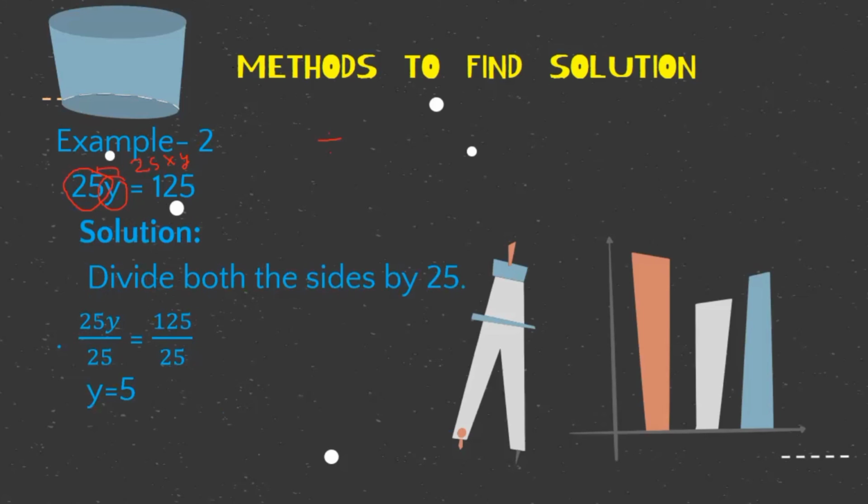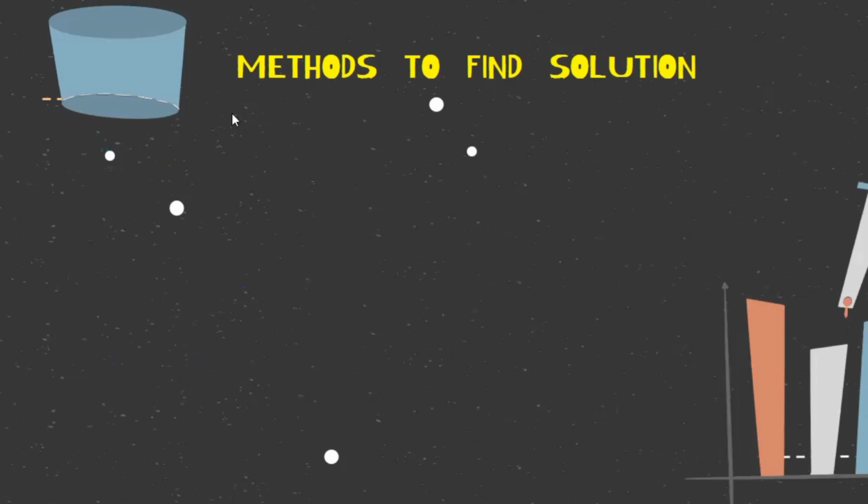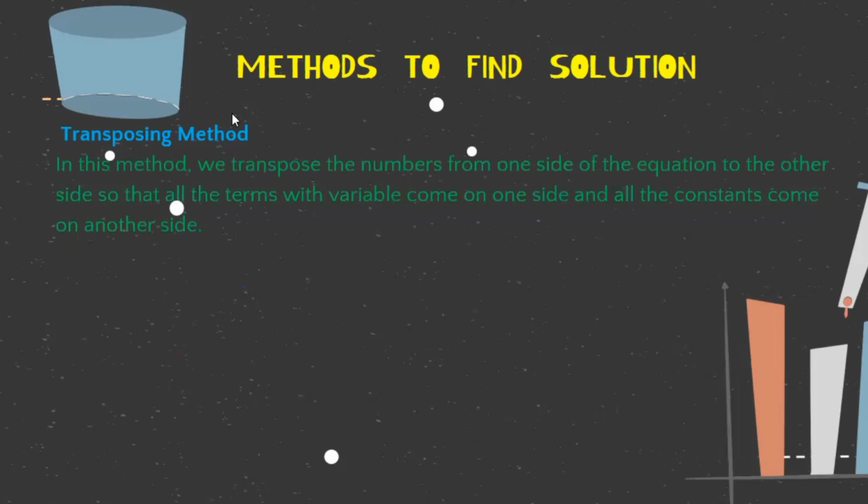And the second method is the transpose method. What is the transpose method? In the transpose method, we transpose the numbers from one side of the equation to the other side, so that all terms with the variable come on one side and all the constants come on the other side. Meaning, if you have a left hand side and right hand side, you need to transfer the variable or constant value to the left or right hand side, so that on one side there is the variable and on the other side the constant value. So you can easily find the value of that particular variable.